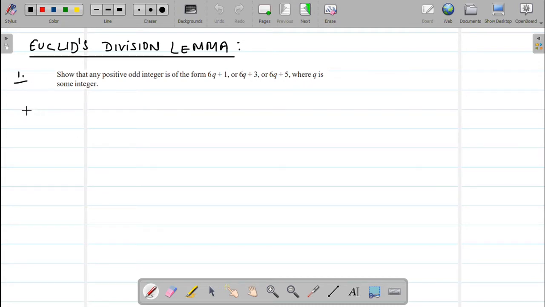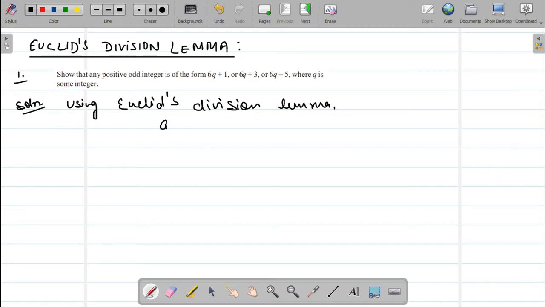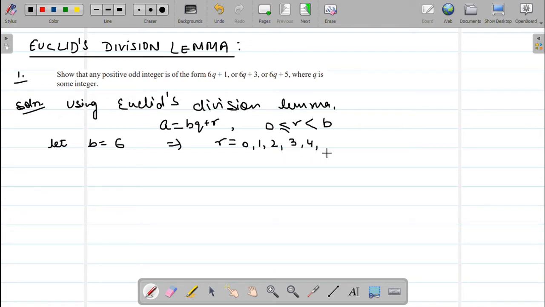So we start with that using Euclid's division lemma, which we already know. Division lemma gives us a is equal to bq plus r, and we have already defined this, that r lies between 0 and b. r can be equal to 0 but cannot be equal to b. So here we take b is equal to 6, because I need a 6 here. So this implies r can be equal to 0, 1, 2, 3, 4 or 5. These are the possible remainders.